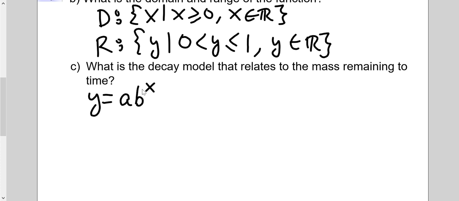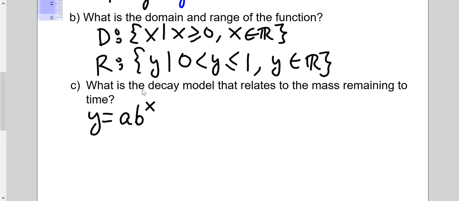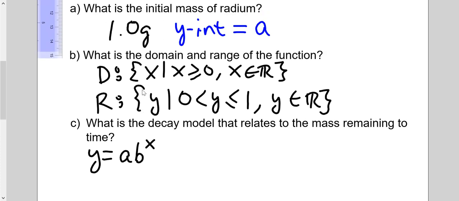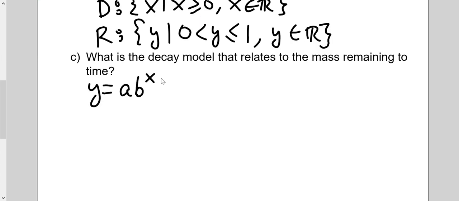On the diploma exam, this is what they like to do for written response questions. They give you A, then B, then C. If you screw up part A, we already figured out what A is, which is 1. Knowing that A is 1, that's easy. That means y is equal to b^x.